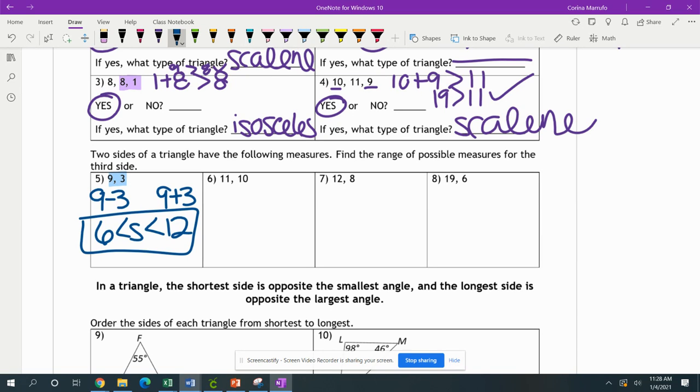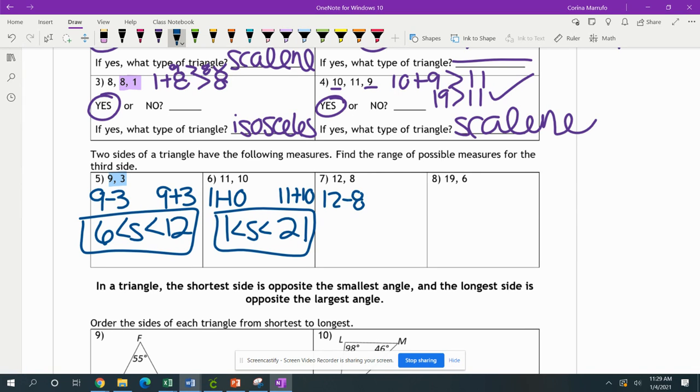You take the two numbers, 11 minus 10. That gives us 1. And then we have 11 plus 10. And that gives us 21. So that means our third side can be any number between 1 and 21 and still be a triangle. Okay? All right, the next one we do the same thing. We do 12 minus 8. That gives us 4. And then we do 12 plus 8. That gives us 20. That means that our third side has to be between 4 and 20.